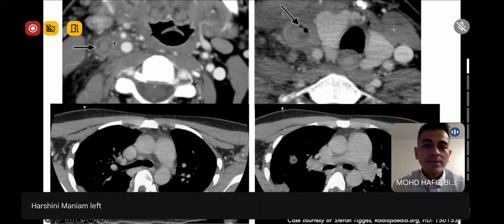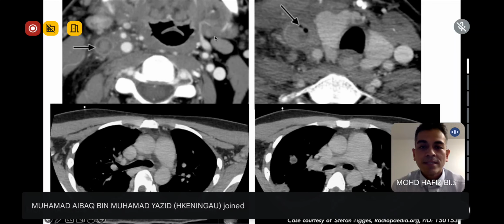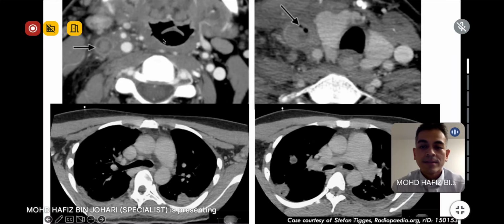This is an example of Lemierre syndrome. We can see a filling defect within the distended right IJV. The surrounding IJV wall is enhanced. And when we image the lung, we can see multiple septic emboli. So this is a classic example of Lemierre syndrome.